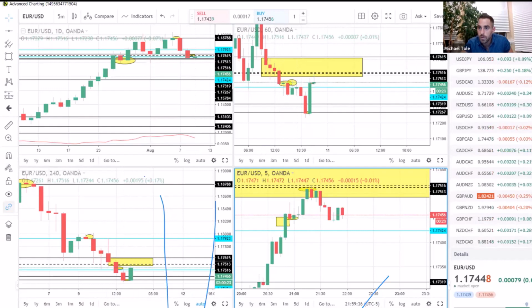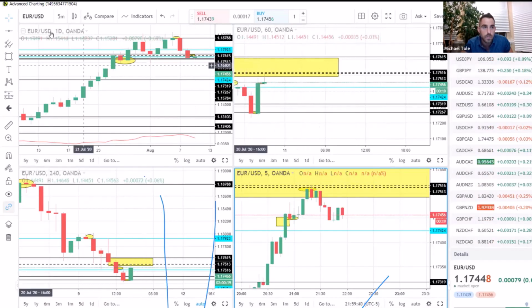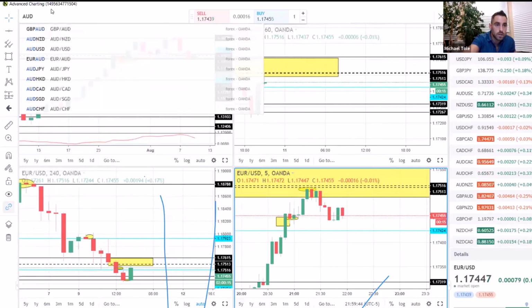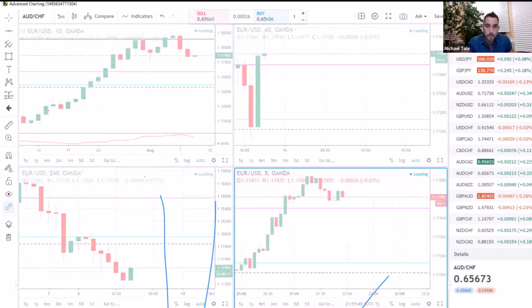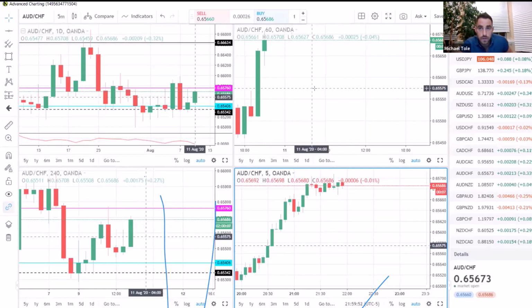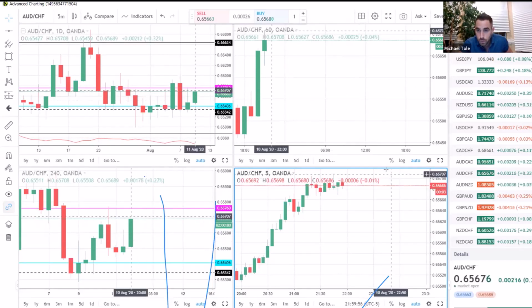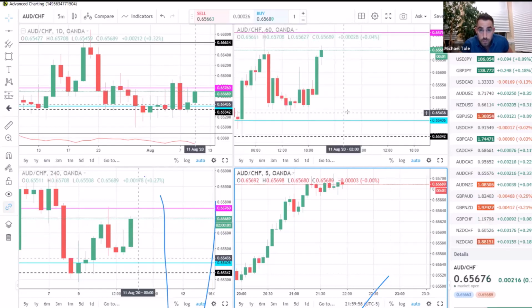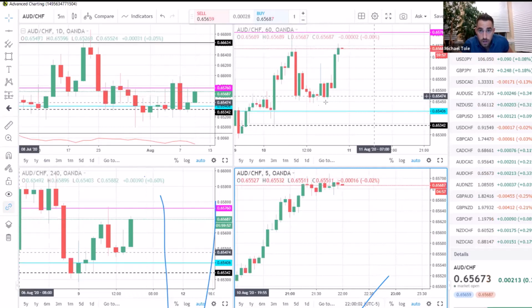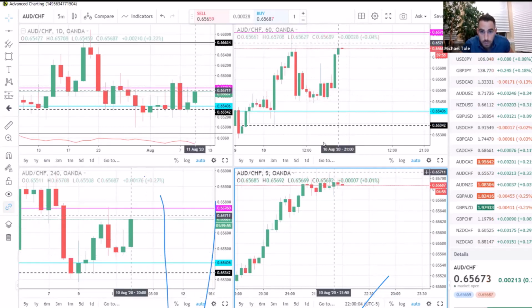Real quick before we go, because I'm going to wrap up. It's already been a couple hours now. What was that? Aussie Swiss. Yeah, boom. So y'all see in the Discord group, I posted this a couple hours before the session started. This was a trade that I was in last night. I took it yesterday when the market opened.